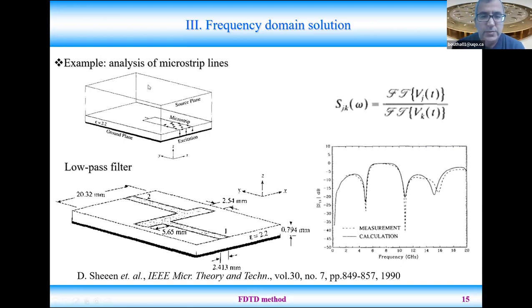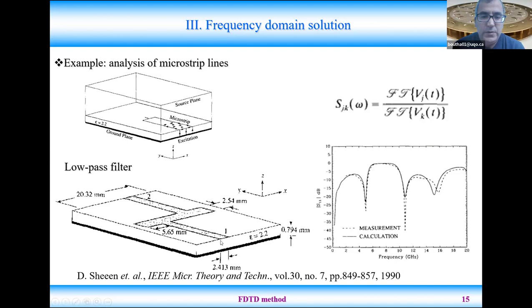So this shows an example of analysis using the discrete Fourier transform to get the result in the frequency domain. Here we have a paper from this author in this journal. This is one of the first journal papers where FDTD is used with microwave circuits.